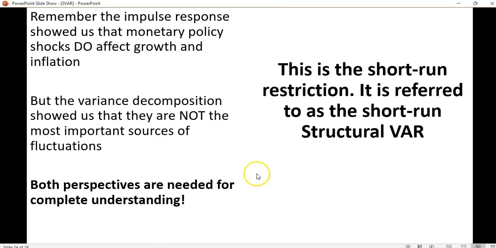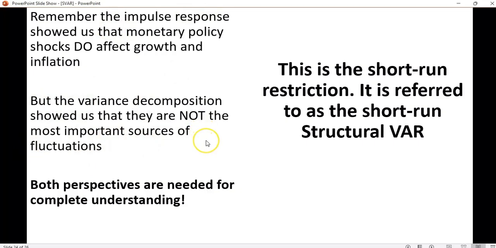Now, there's something we should note. We should remember that the impulse response showed us that monetary policy shocks do affect growth and inflation, but the variance decomposition showed us that they are not the most important sources of fluctuations. Now, it's very important for us to look at both aspects, because both aspects are needed for a complete understanding of what the structural VAR is all about.